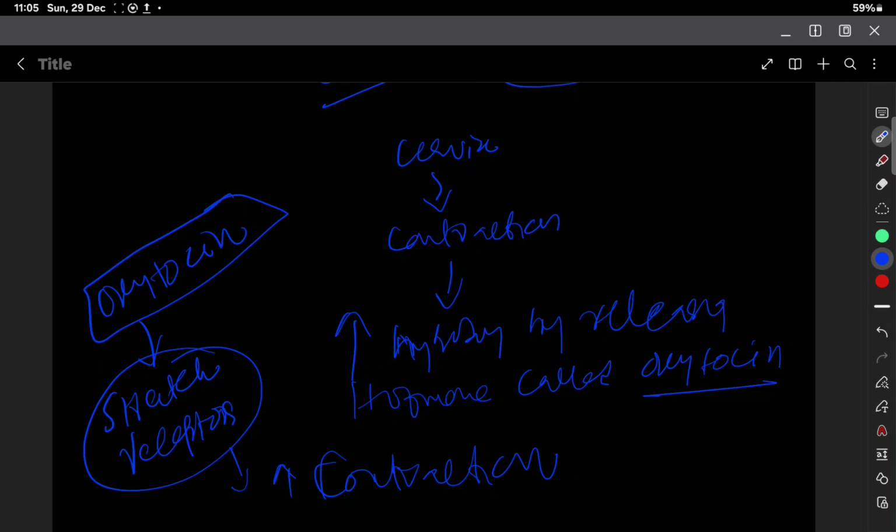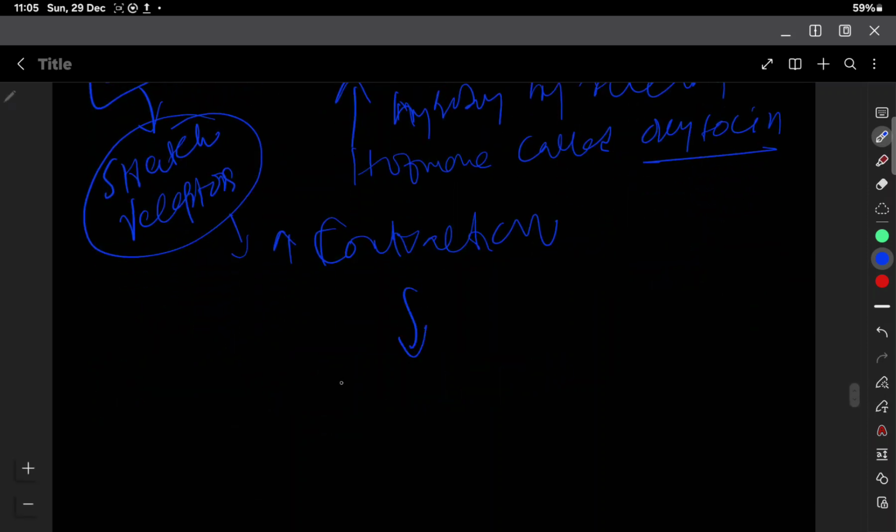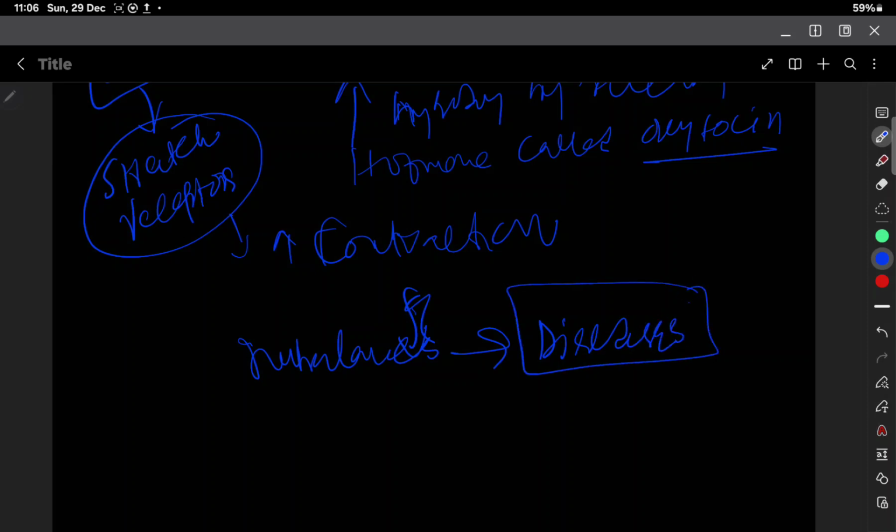So if the body is not able to maintain the changes in the external or the internal environment, if there is a disruption that goes against the capability of the body, then diseases will occur. These imbalances will cause diseases in humans when there is an imbalance in the feedback system. So that was about the positive and the negative feedback system.